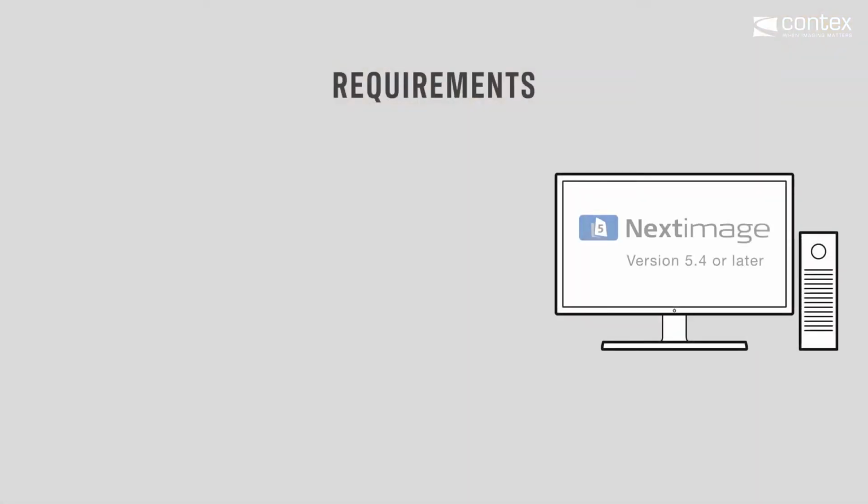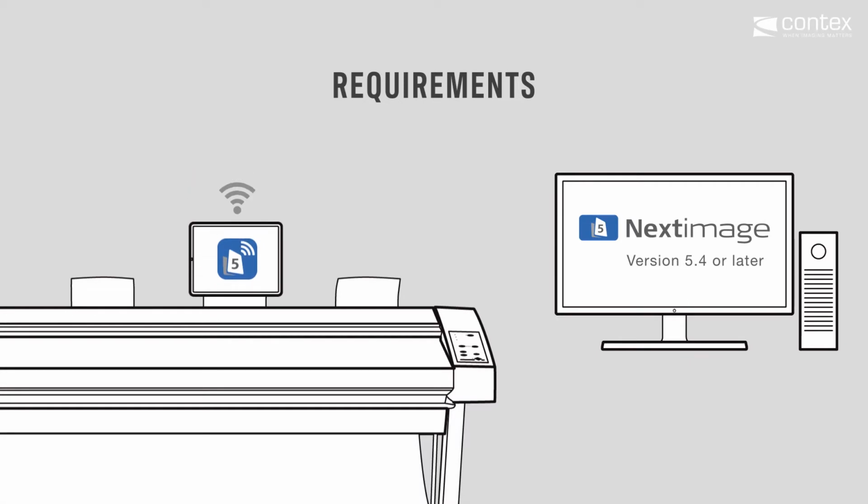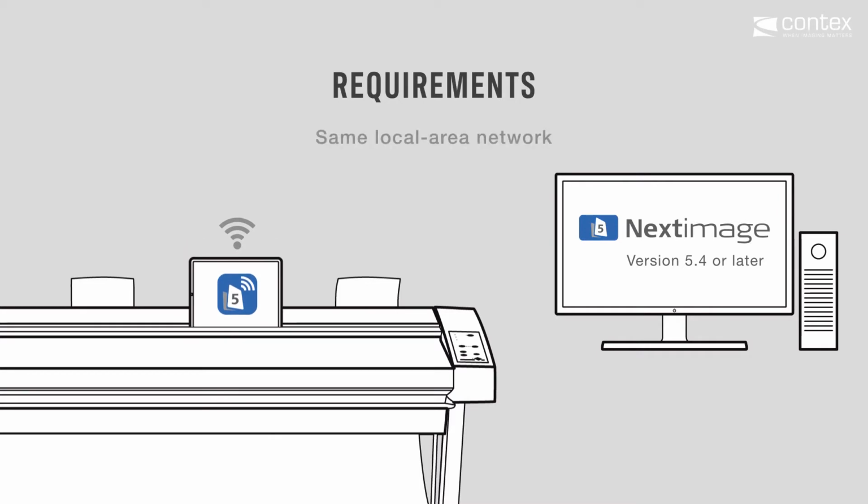Using Nextimage Remote requires the following: Nextimage software version 5.4 or later installed on your PC, the Nextimage Remote app downloaded to an iOS or Android tablet, and a compatible context scanner. Your scanner is compatible if it has a groove for the tablet in the scanner lid. PC, tablet, and scanner must all be on the same local area network.